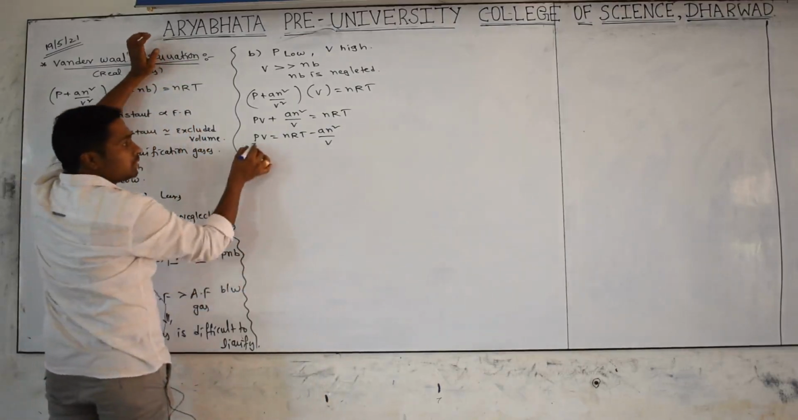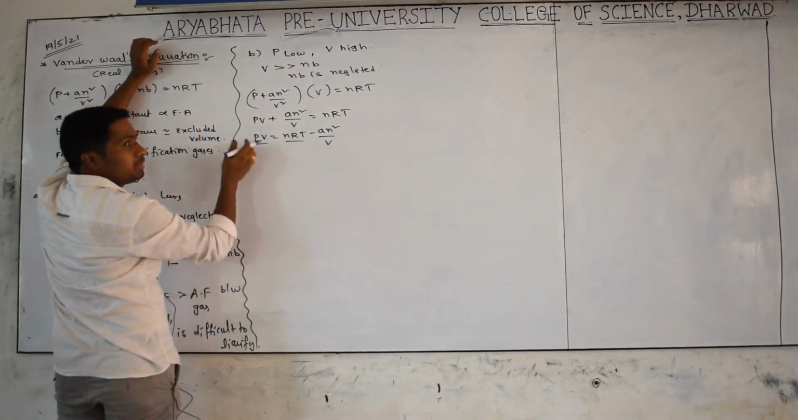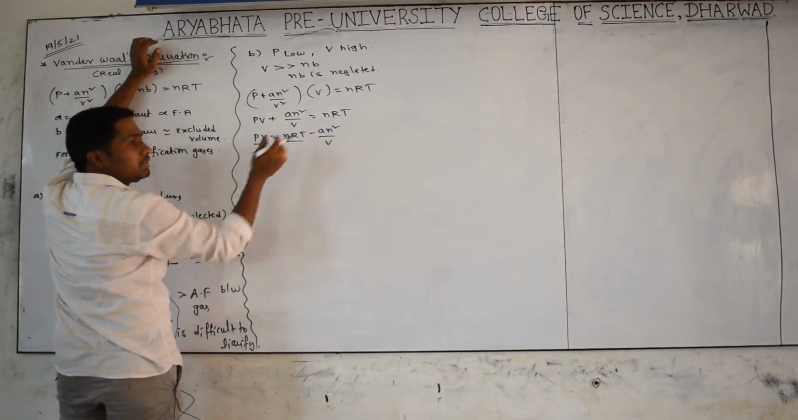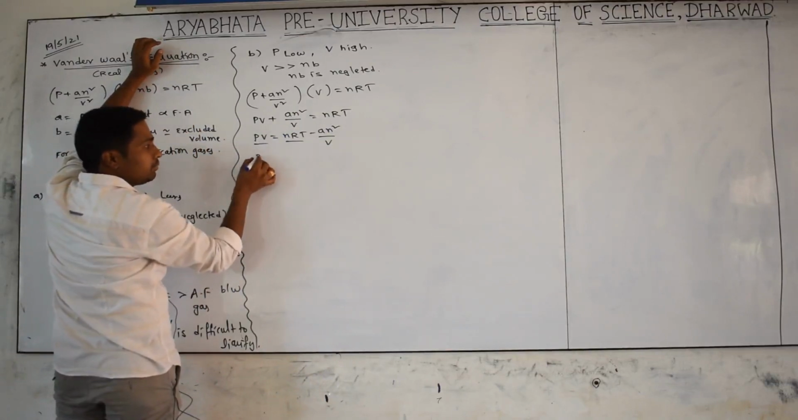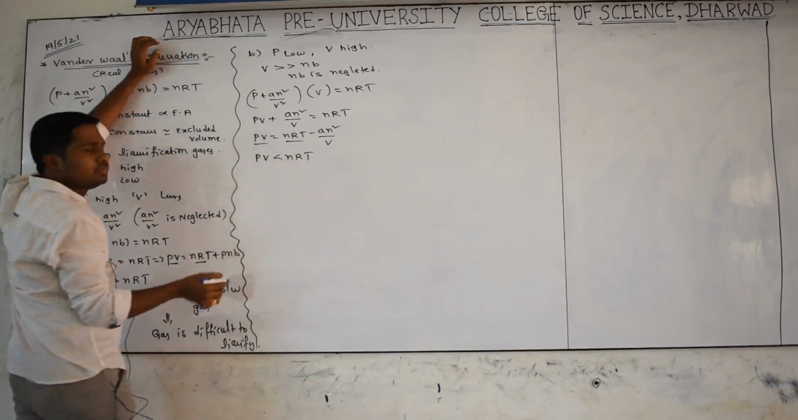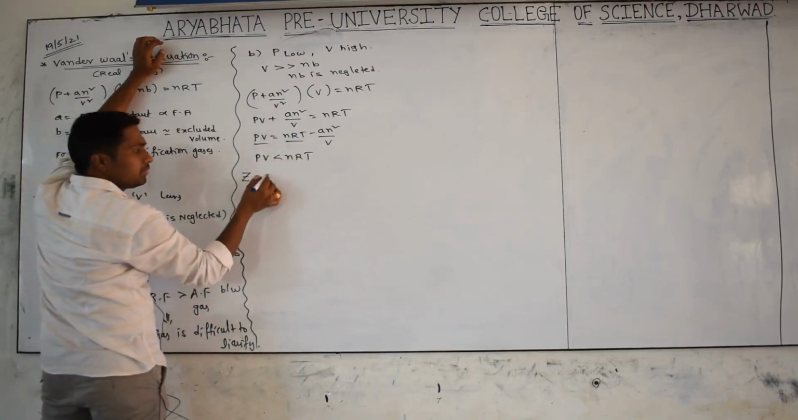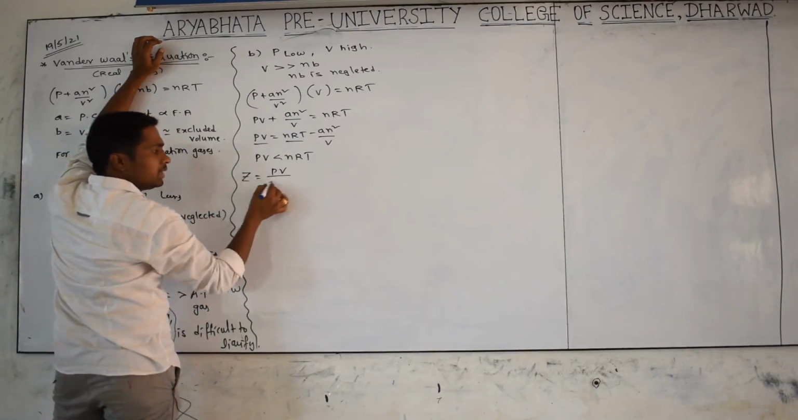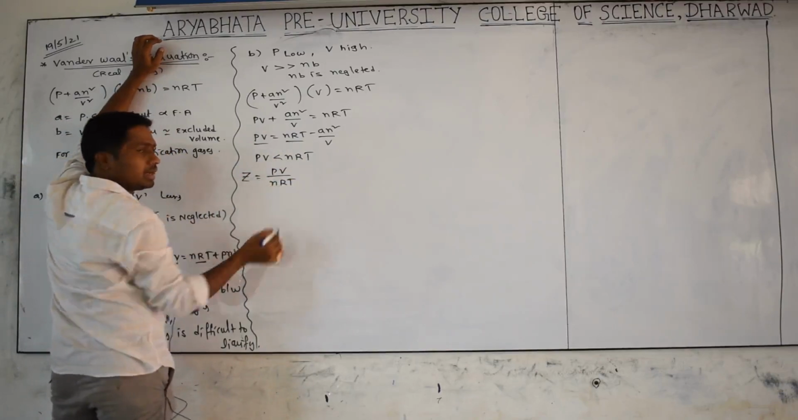Can you tell, between PV and nRT, which is more? nRT is more. Why? Because it is nRT minus something. That's why PV will be less than nRT. Are you getting or no? Yes, we know the Z value, the compressibility factor, is PV by nRT. For 1 mole it means PV by RT.